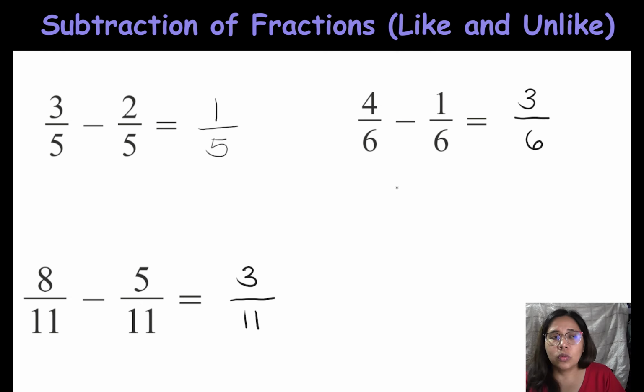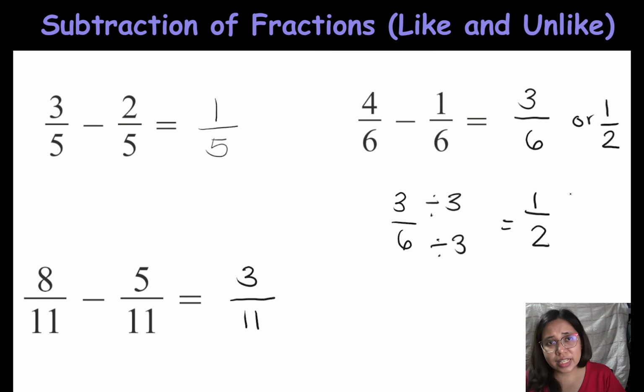Okay, so, we get the greatest common factor or the GCF ng ating numerator and denominator, and we divide it to both of them. So, 3 over 6. At ang ating GCF is 3. Okay, so we divide it by 3. So 3 divided by 3 is 1, and 6 divided by 3 is 2. So ang ating final answer is 1/2. So 4 over 6 minus 1 over 6 is 1/2.